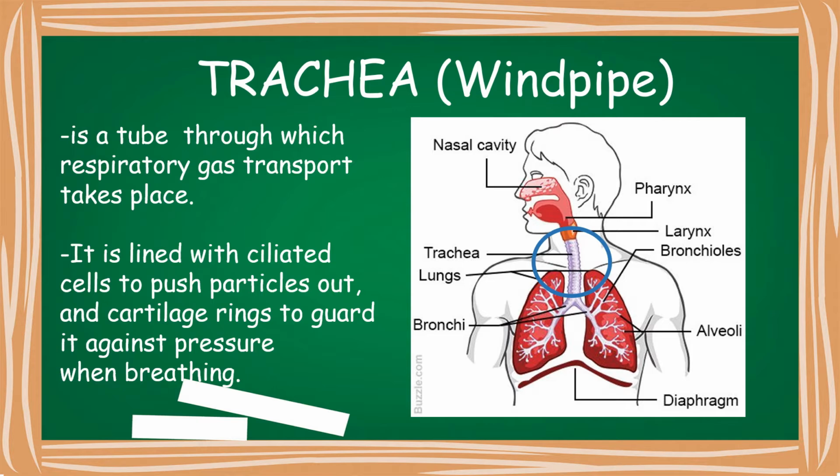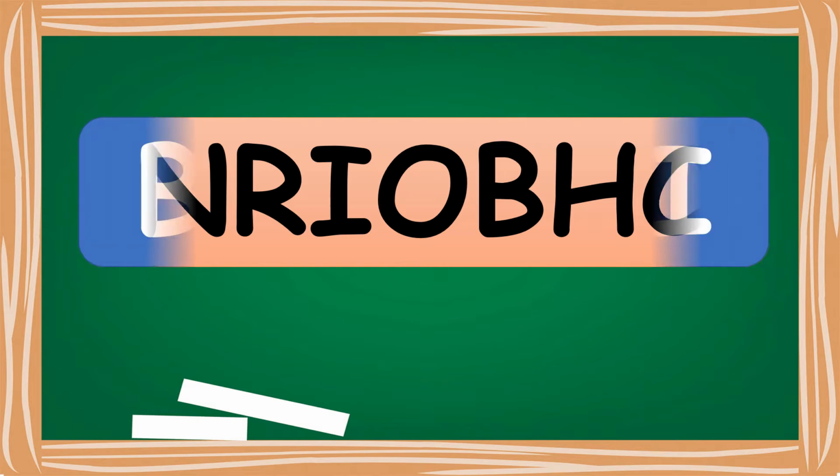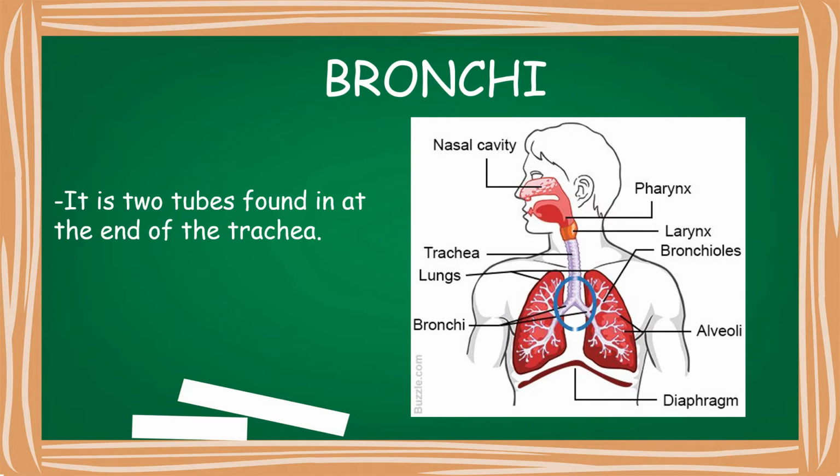After the air flows to our trachea, the air now flows to our, very good, that is what we call bronchi. The bronchi are the two tubes at the end of the trachea, which lead to our lungs. So those are the two tubes at the end of our trachea. Those are bronchi.